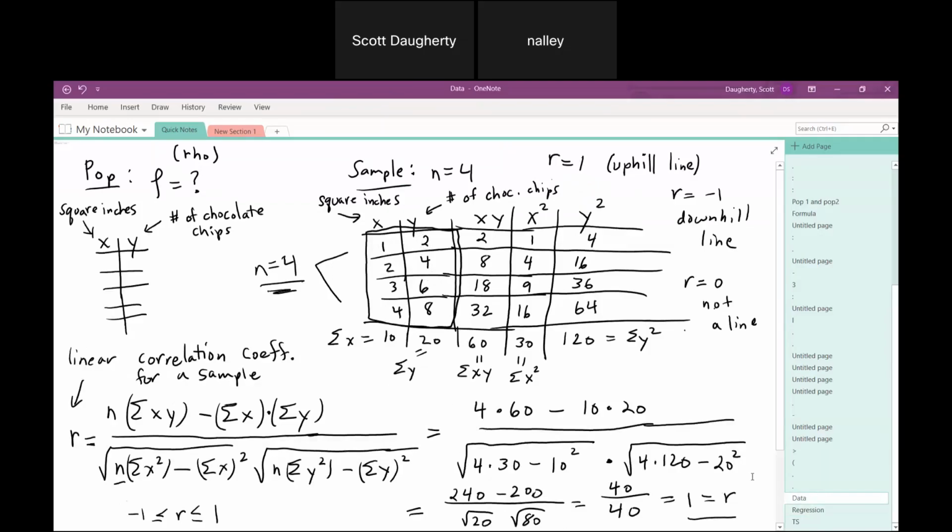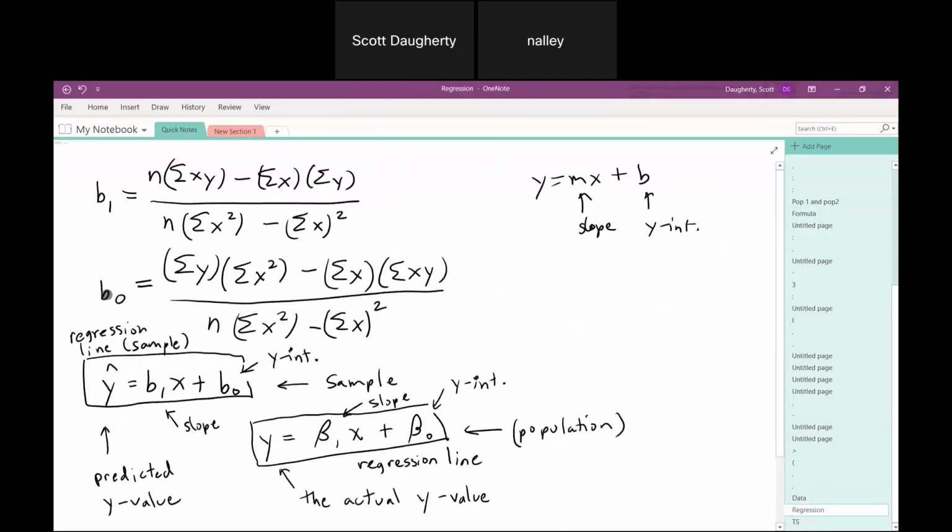Okay, and so the way we do that is there's just a couple of formulas we need. This is going to give us the slope b1, and this is going to give us the y-intercept b sub 0 for our regression line. So I'm just going to plug the numbers into this formula and figure out what they are. This says we have to take this sample size n, and if you remember, it was 4, and we're going to multiply it by the sum of x times y.